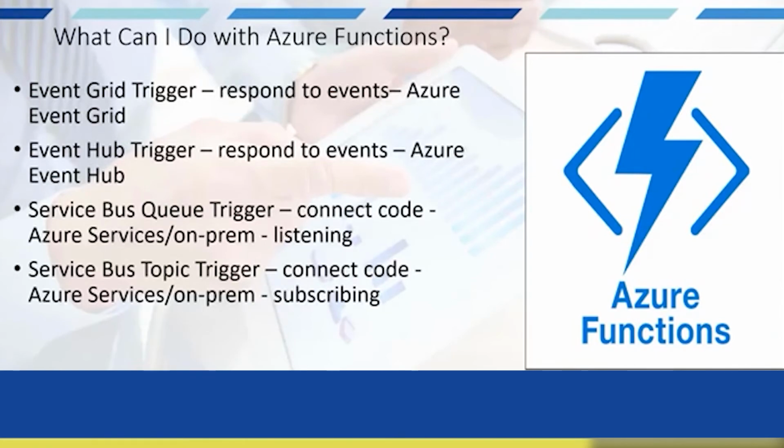With a Service Bus Queue trigger, you can connect your code to other Azure services or on-premises services by listening to message queues. A Service Bus Topic trigger allows you to connect your code to other Azure services or on-premises services by subscribing to topics. Azure Functions support triggers, which are ways to start execution of your code, and bindings, which are ways to simplify coding for input and output data.